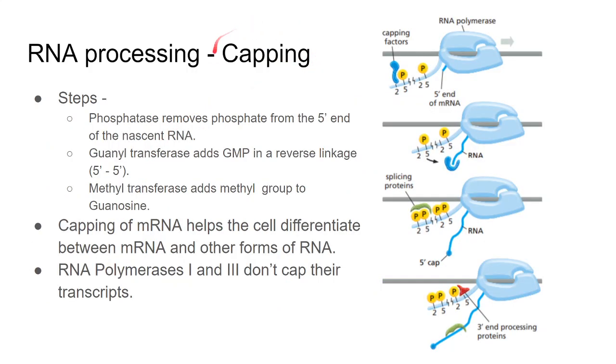So what happens in capping? We'll talk about capping today. There are three steps to capping. First, a phosphatase enzyme removes the phosphate from the 5' end of the RNA. Then a guanyl transferase adds the GMP in a reverse linkage, a 5' to 5' linkage. We have discussed how only 5' to 3' linkage can occur, but the guanyl transferase adds a reverse linkage.